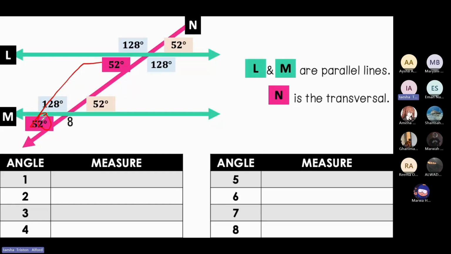Somebody else. Number 8. Name and how. Nobody else? Okay. Vertical, 128. So remember, this square is copy paste of this square.